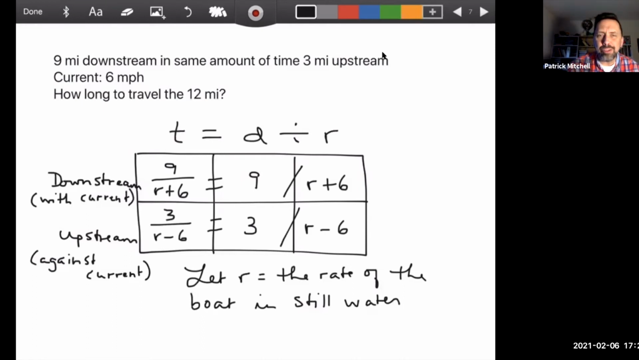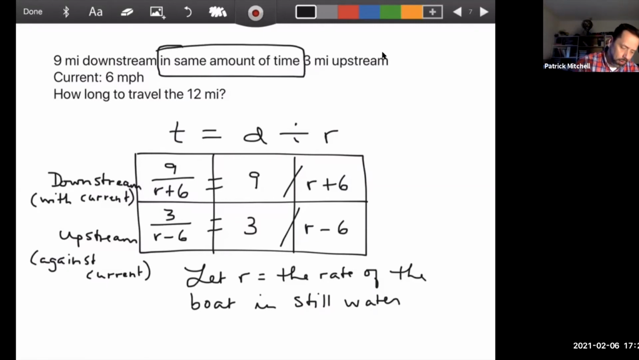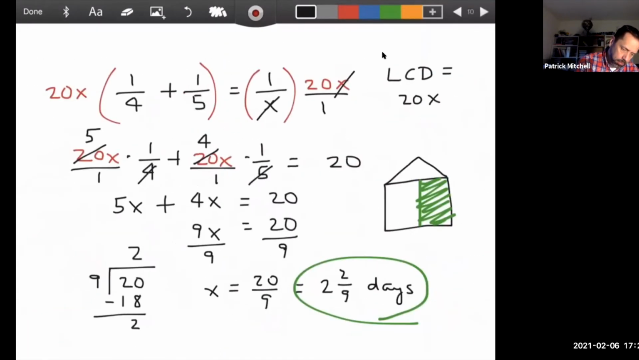I promise you there is an equation in there. There is one fact in this problem that I haven't used yet. I haven't used the fact that these two trips take place in the same amount of time, which means the time spent going downstream and the time spent going upstream are equal. So let me skip over to a blank page and we will solve that proportion.